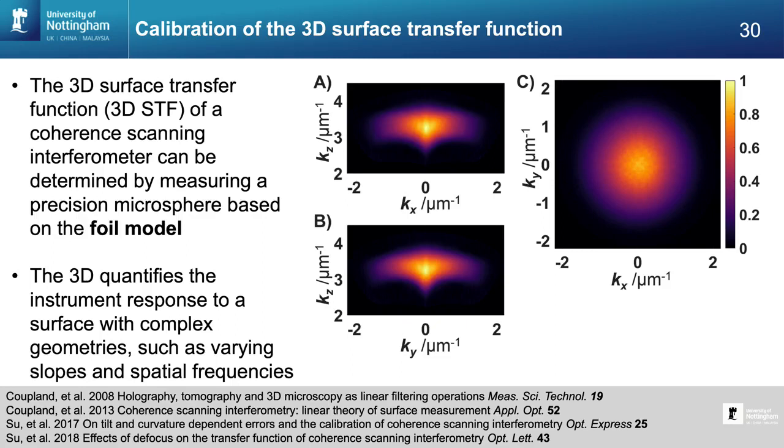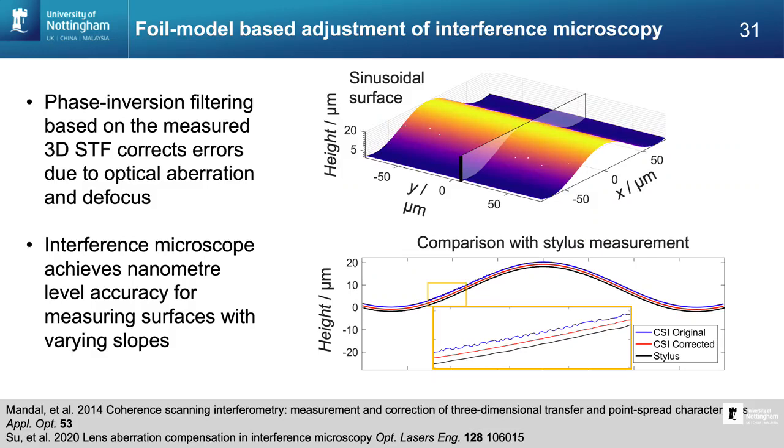And from that, using that foil model, we are able to linearize the problem, at least when there's no multiple scattering on the surface. So then, once we've got that transfer function, we can actually solve the inverse problem. We can now use that measured transfer function, which we get by measuring a very small sphere. Once we've got that surface transfer function, we can apply the inverse problem. We can effectively set up an inverse filter, which allows us to correct some of the nonlinear response of the instrument. Here you can see where we've done that with a sine wave surface, and we get very close to what we would get with contact instruments once we apply that correction.